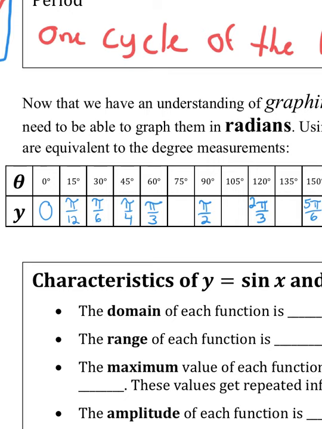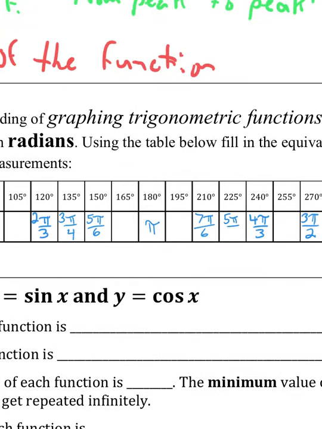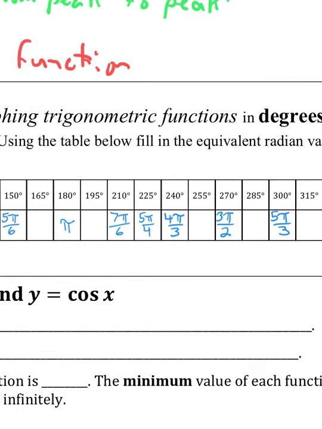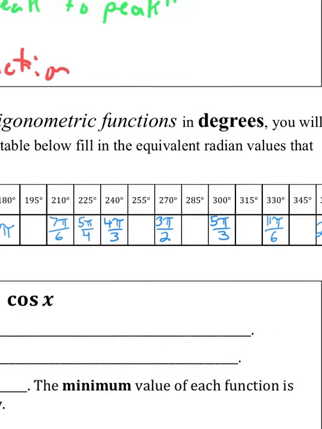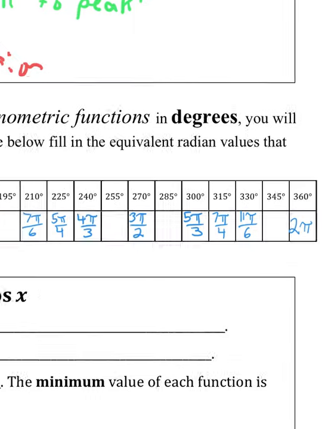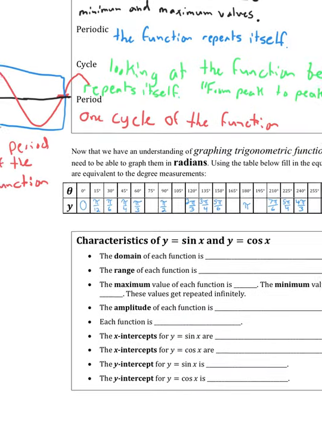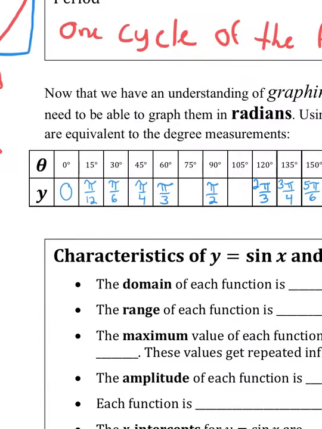And I'll do that. 45 is 1/4, 2/4 is 90, 3/4 is 135. Oops. 4/4 is 180. 5/4 is 225, 5 pi over 4. 6/4 is 270. 7/4 is 315, and 8/4 is 2 pi. Perfect. Now, finally, sorry, we'll count by 12s.